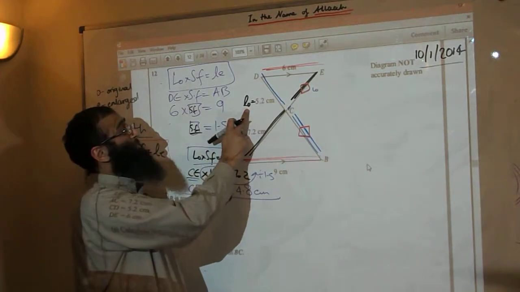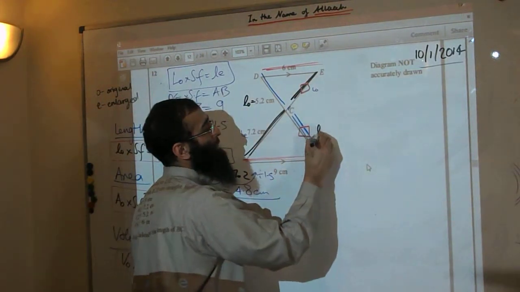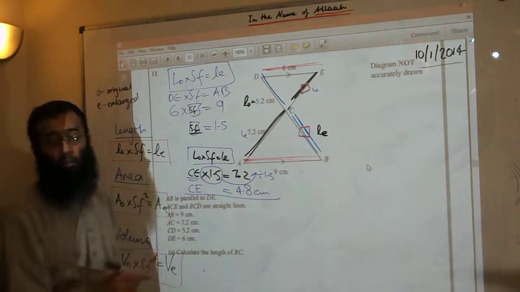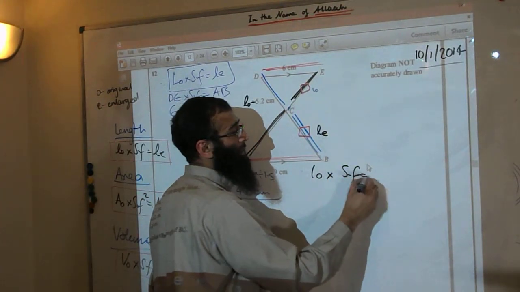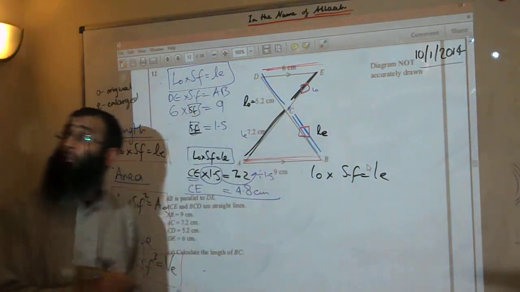So LO is 5.2, so this will have to be 5.2. Okay. So we say here the length original times by the scale factor is equal to the length enlarged.